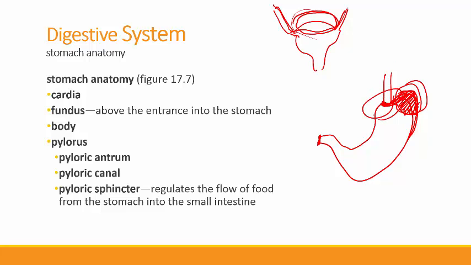The area right around where the esophagus empties into the stomach is called the cardia. This region here is referred to as the pylorus, and the rest of it is the body of the stomach. The body is the largest part of the stomach. The pylorus has the pyloric antrum, the entrance into the pylorus, the pyloric canal, and then the pyloric sphincter, which is the sphincter muscle that regulates the flow of food out of the stomach.